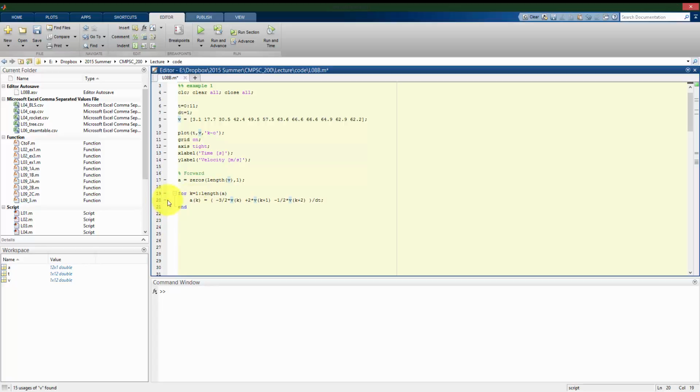So I use the first velocity, the second, and the third. Then k increases by 1, so I'm looking at the second time. So when time is 1 second, I use the second value of velocity, the third, and the fourth.